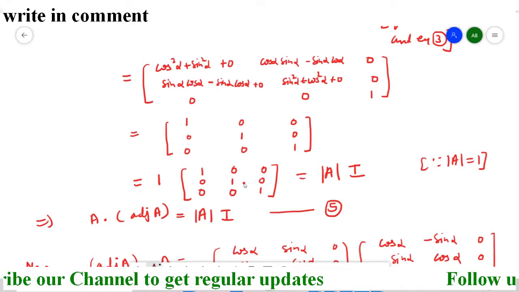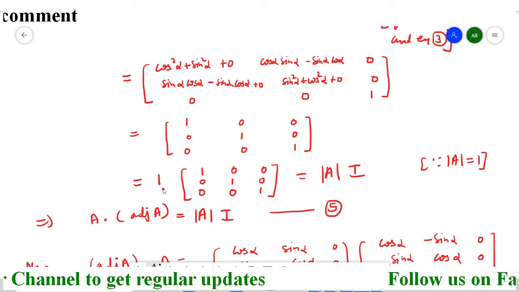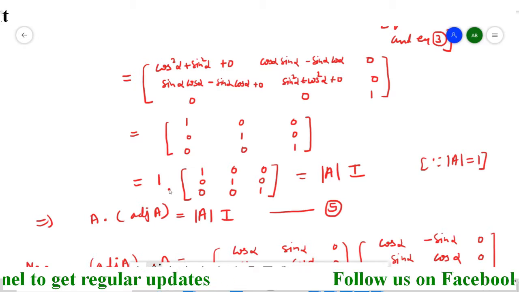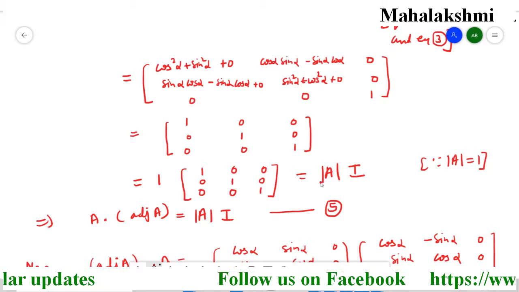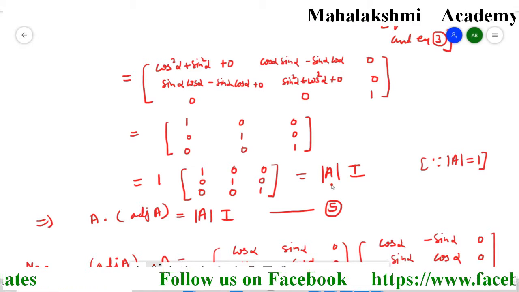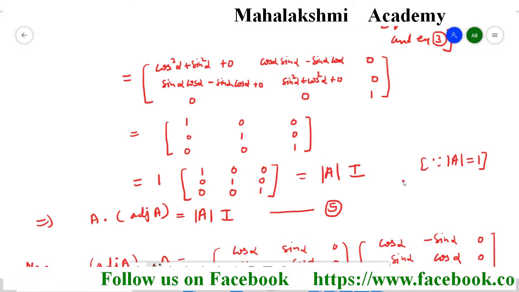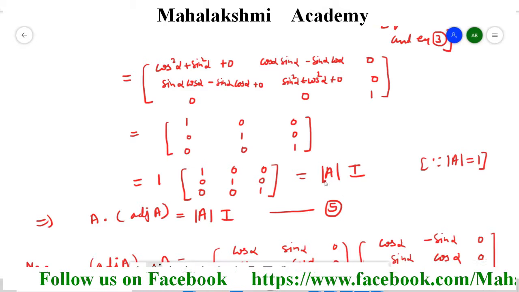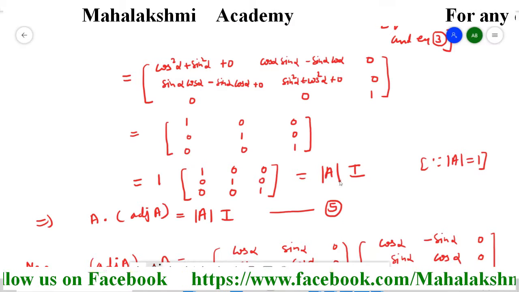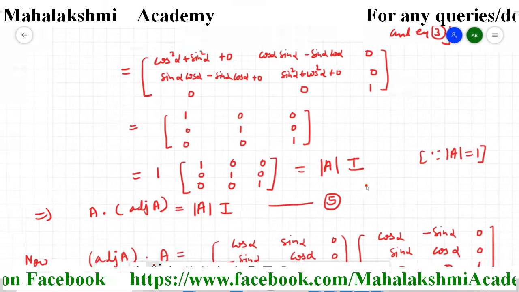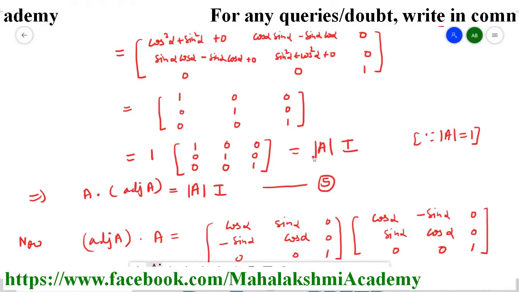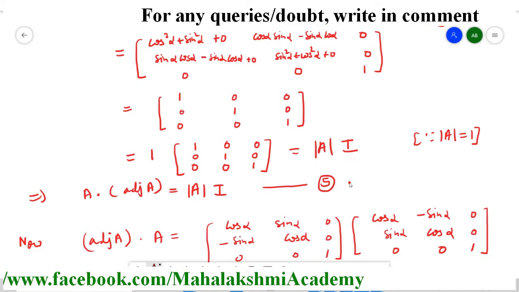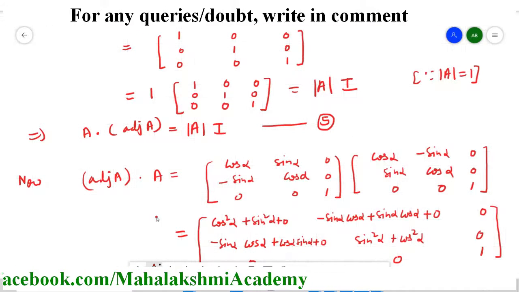Now this identity matrix, if you multiply by 1, it will not affect your answer, it's going to remain the same. And what is this 1? 1 is our determinant of A, which we already calculated. So the conclusion is that we got determinant of A multiplied by I. So we started from A multiplied by adjoint A, and this answer we got as determinant A multiplied by the identity matrix. We'll call it equation 5.